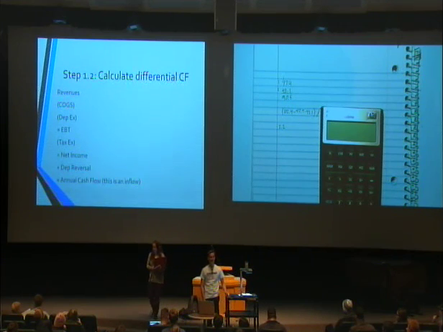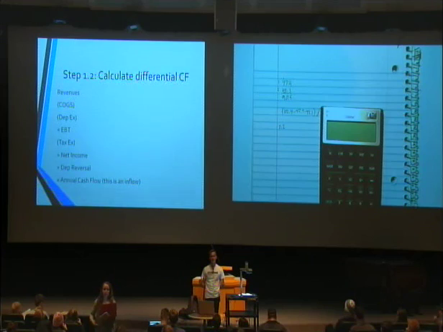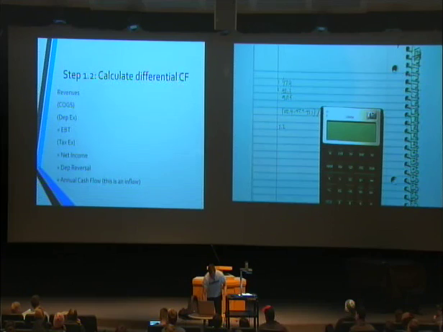Okay. Any questions about this one? Hopefully I did all the signs correct on it. And the parentheses means negative. Okay. Except for this is an inflow. That actually means it's an inflow.